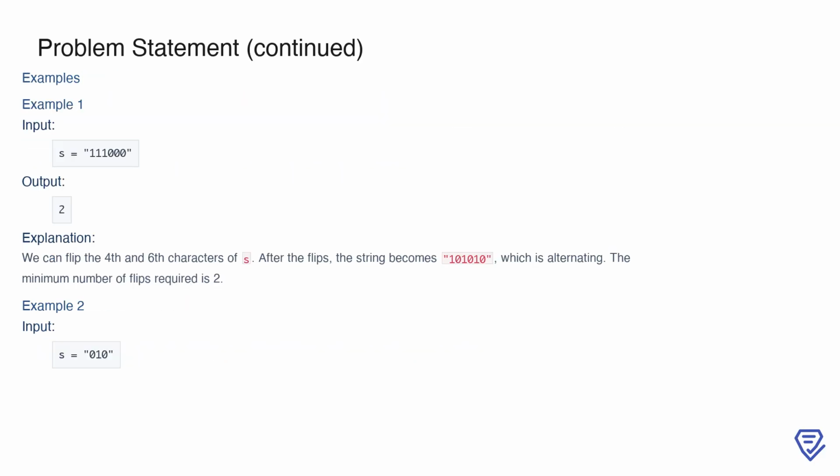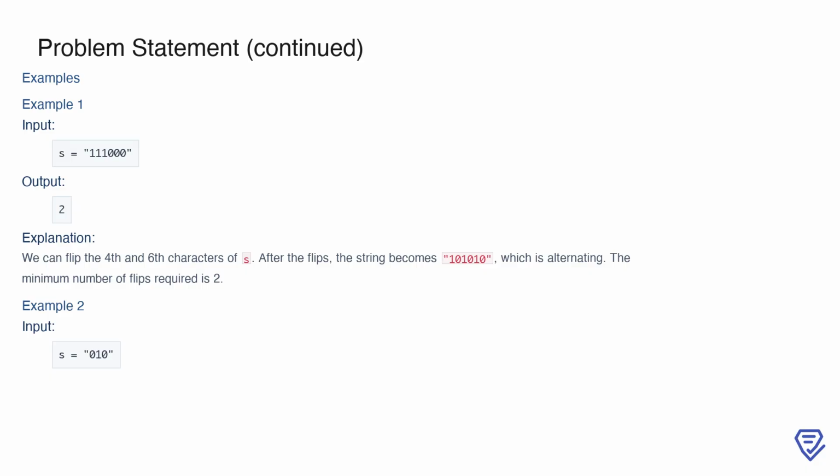In the first example, the input string is 111000. To make this string alternating, we can flip the fourth and sixth characters. After these flips, the string becomes 101010, which satisfies the alternating condition. Hence, the minimum number of flips required is 2. This demonstrates how the solution should change specific characters in the string to achieve the desired result.